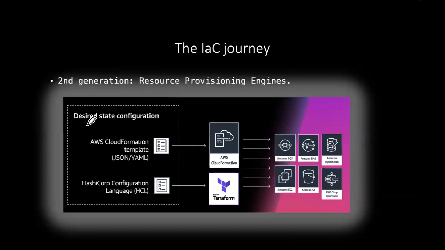The second generation of this IAC journey was essentially AWS themselves and the other cloud providers. They provided a special service called a resource provisioning engine. And in the case of AWS, the resource provisioning engine service is a service called CloudFormation.